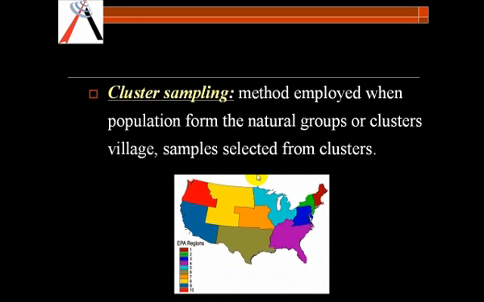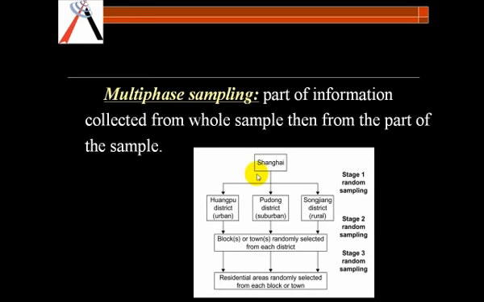Then you go in for cluster sampling. Cluster sampling is a type of stratified sampling, but herein you are not making the strata, but the strata are the naturally formed groups. It could be villages, it could be some geographic areas, or which are naturally present. Okay? That is called cluster sampling.